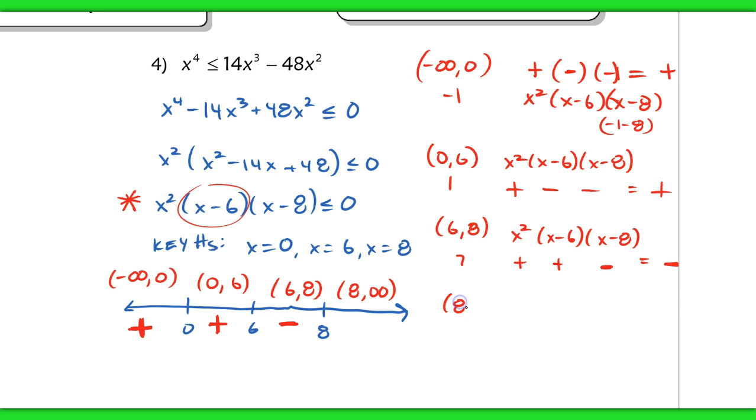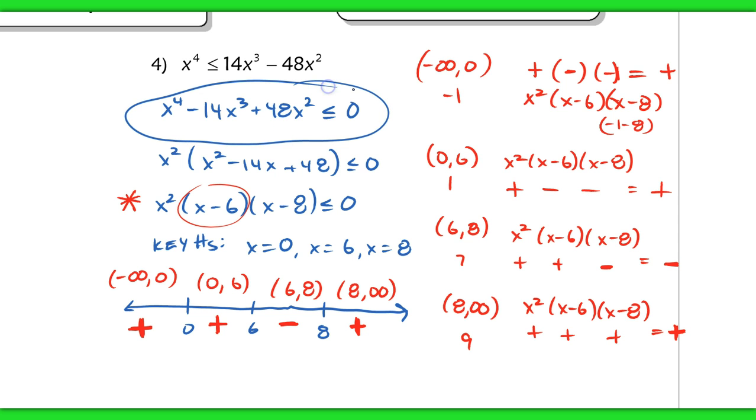Now when we test 8 to infinity, let's try 9. X squared is positive, x minus 6 is positive, and x minus 8 is also positive, resulting in a positive. Okay, now let's go back to our original inequality, once I rewrote it. We want to know when this polynomial is less than or equal to 0. We know that in the interval from 6 to 8, it's less than or equal to 0. What we don't know, though, is whether we should have open or closed brackets.